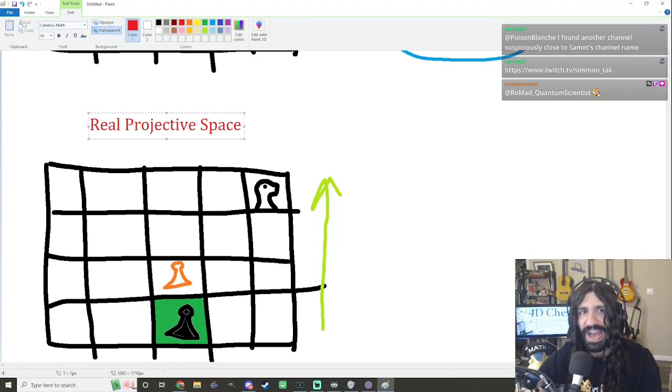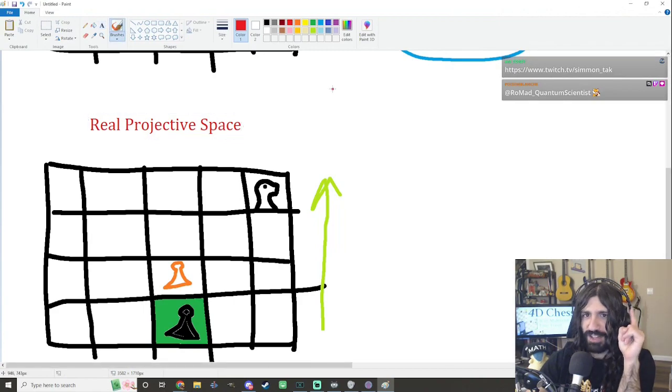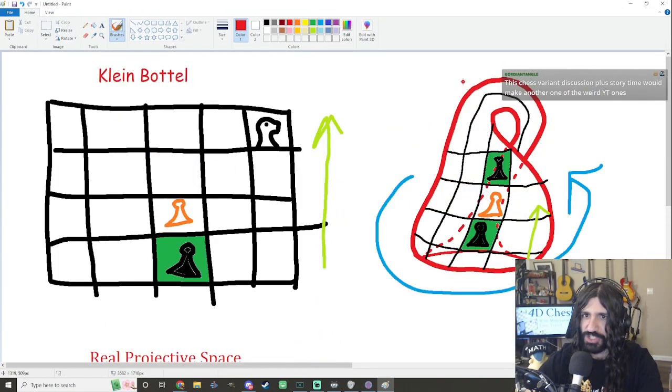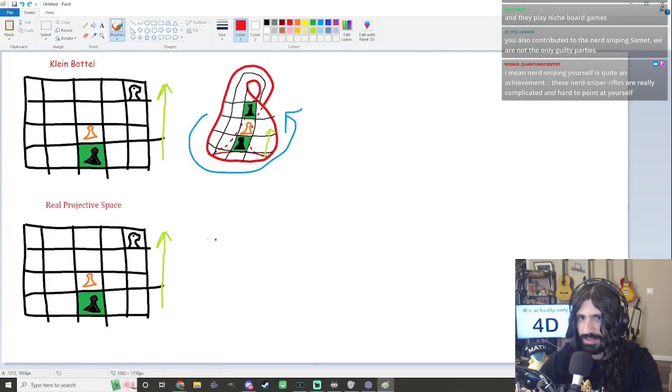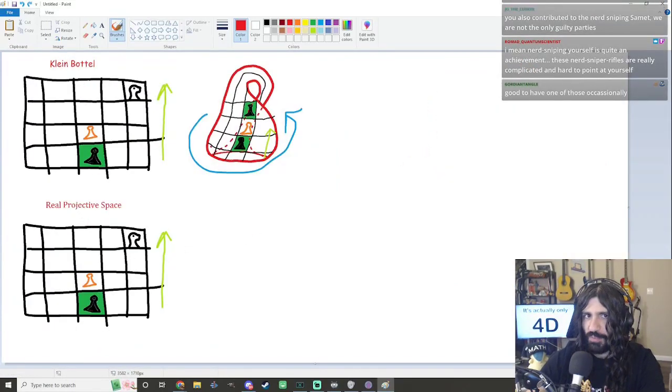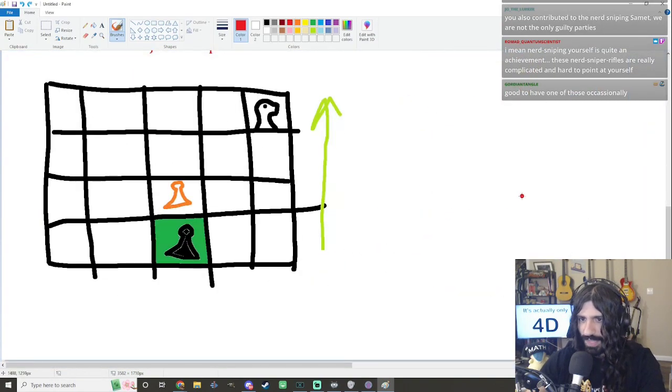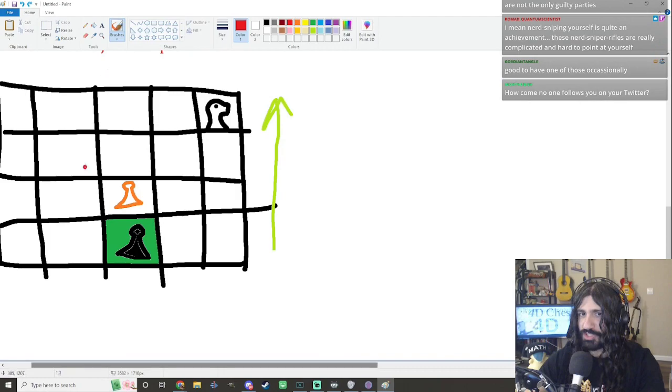Okay, so on your turn in topology chess, you can change the topology from, is this the same thickness? That looks about right. From Klein bottle to real projective space, and it will change the connectedness of the board.